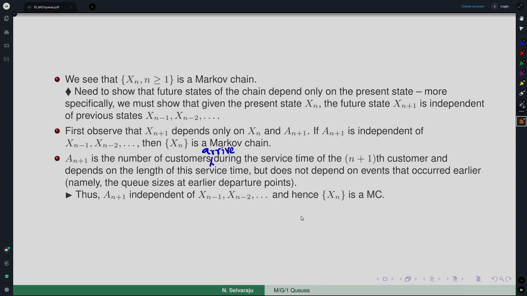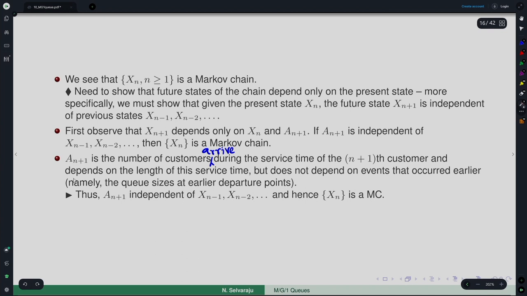If we want to show that this is a Markov chain, we have to show that the future states of the chain depend only on the present state, which means x_{n+1} depends on x_n only and not on x_{n-1}, x_{n-2} and so on. First, we can observe that x_{n+1} depends on x_n and a_{n+1}, and as we just said, if a_{n+1} is independent of x_{n-1}, x_{n-2} and so on, then x_n would form a Markov chain. Now, what is a_{n+1}? It is the number of customers who arrive during the service time of the (n+1)th customer. Remember, the arrival process is a Poisson process, which has stationary increments and independent increments.